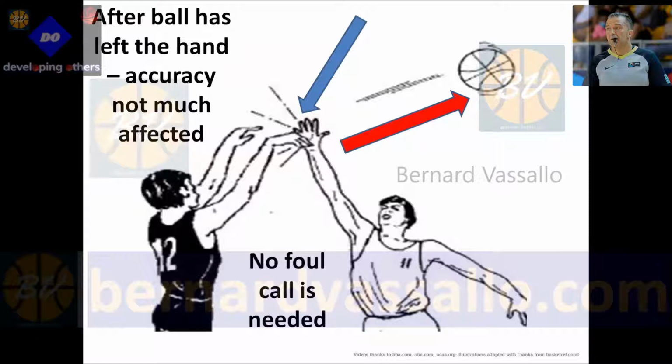But I hope you listened carefully. I said the defender touches slightly the shooter's hand, because if the defender touches the shooter's arm or elbow even after the shot has been released, probably the accuracy of the shot will be affected, or the shooter, black 12 in this case, will be placed at a disadvantage, and in this case a foul probably needs to be called.